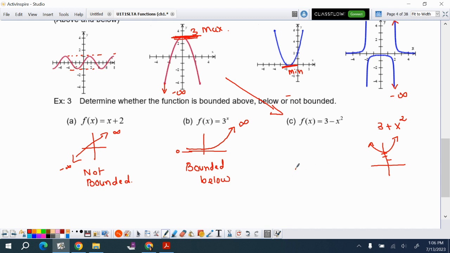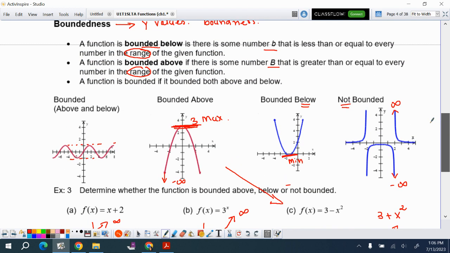Now what happens if it is f of x equals x cubed? Well, we know that the cubic function looks like this, and all the cubic functions are not bounded because they go forever up and down. So boundedness is a very easy feature of the function. You can see that it is bounded above, below, not bounded, or above and below.